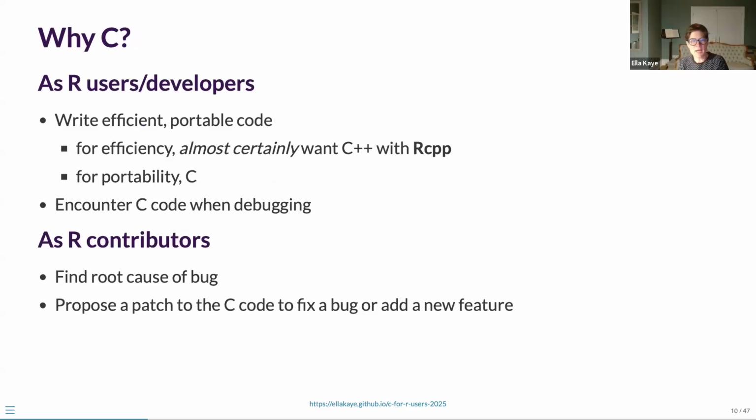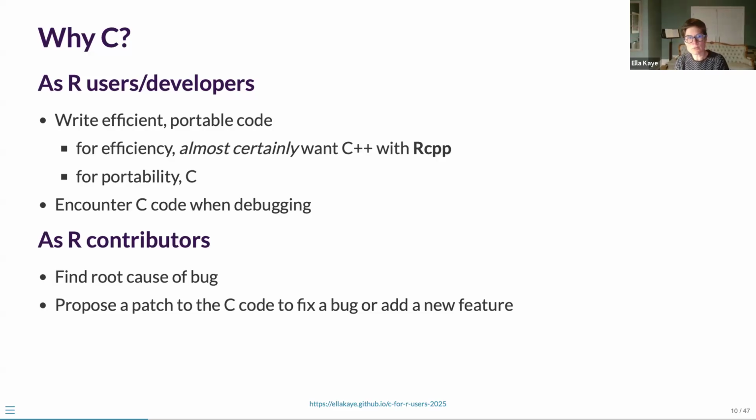So why C? Well, as R users and developers, writing C enables us to write efficient and portable code. Although that said, for efficiency, as a user, almost certainly we would want to be using C++ with Rcpp. That's just a much more pleasant experience. It takes care of a lot of the things that are painful about working with C. And if we're wanting to turn to compiled code to speed up our own code, that's probably what we're going to want to do. Although for portability, C is still useful.